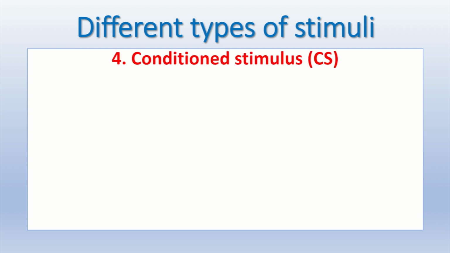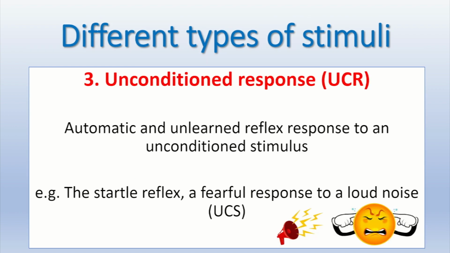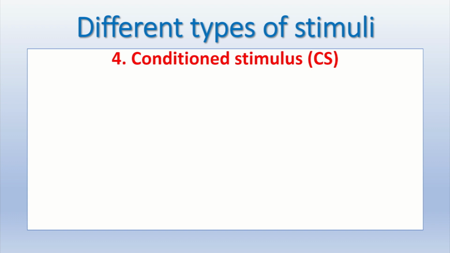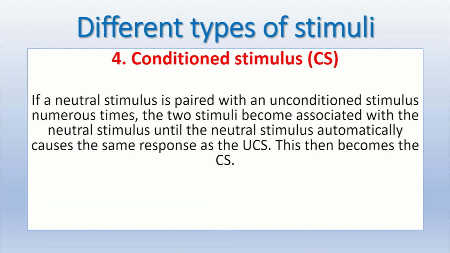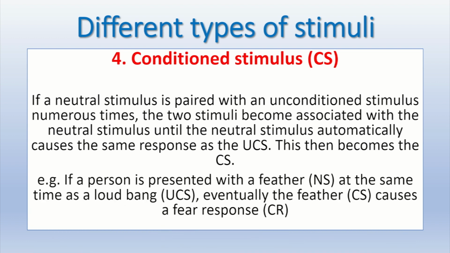You've then got the conditioned stimulus. So those first 3 types of stimuli are before classical conditioning occurs. And then after classical conditioning occurs, you now have the conditioned stimulus. So let's just have a read of this. So if a neutral stimulus is paired with an unconditioned stimulus, then they now become associated with the neutral stimulus until the neutral stimulus automatically causes the same response as the unconditioned stimulus. So some of this won't really make that much sense. I'll talk you through it in a minute. And that becomes a conditioned stimulus.